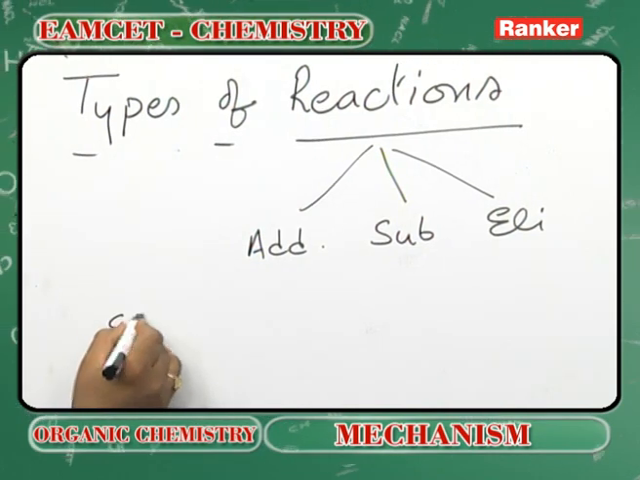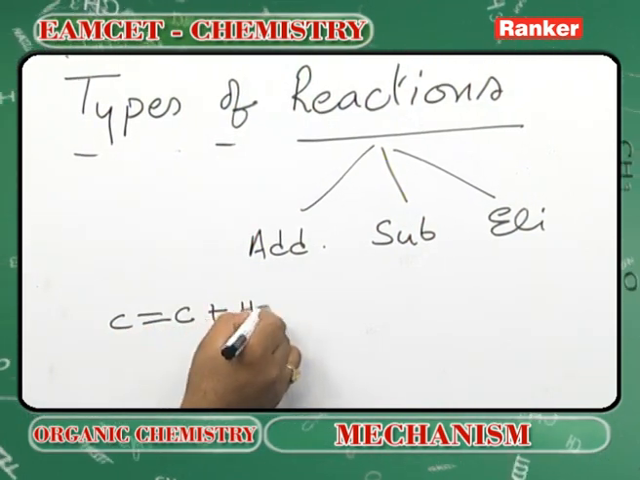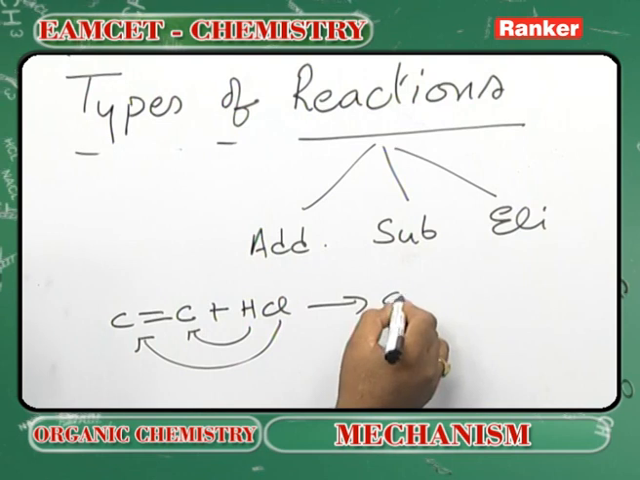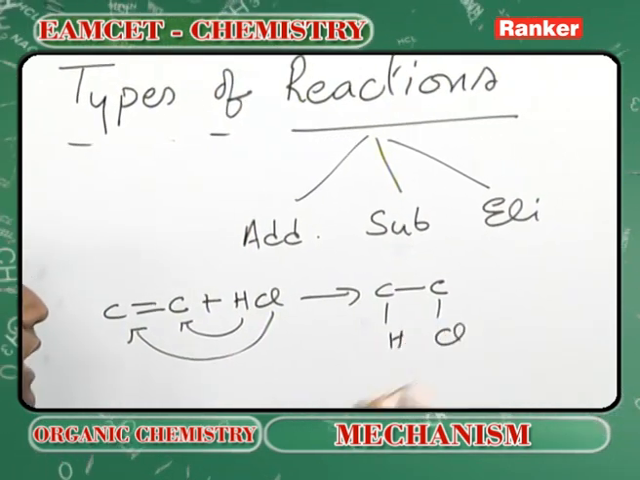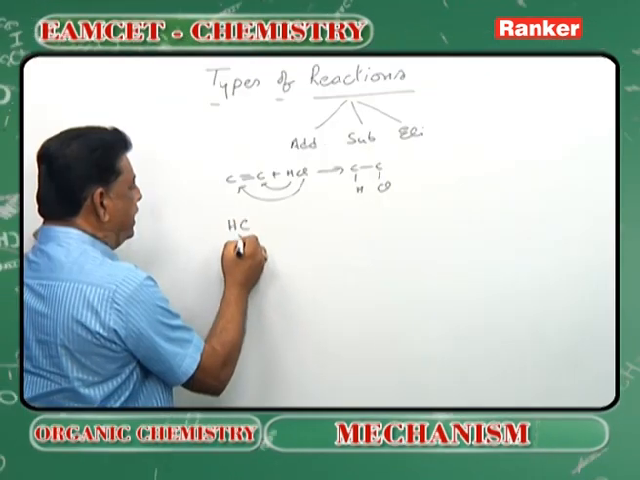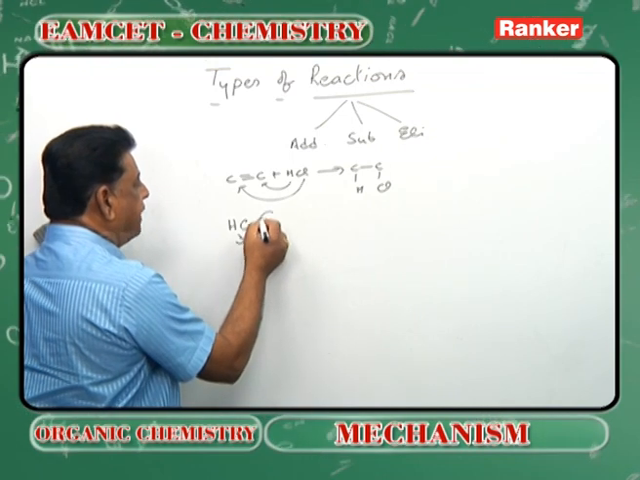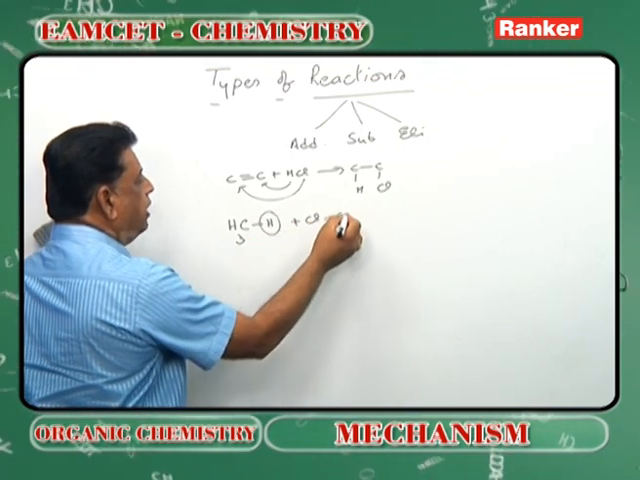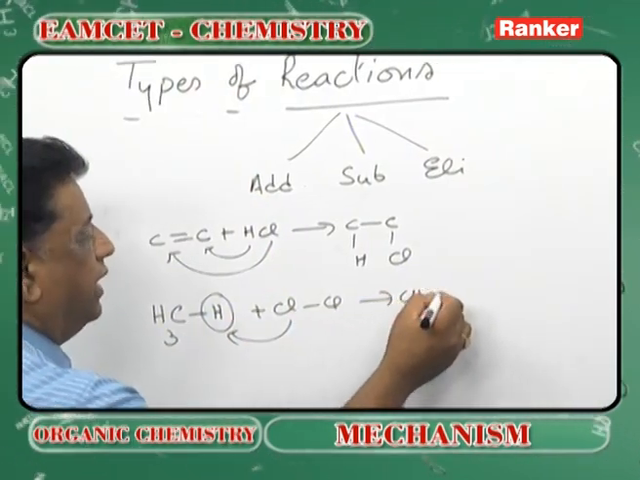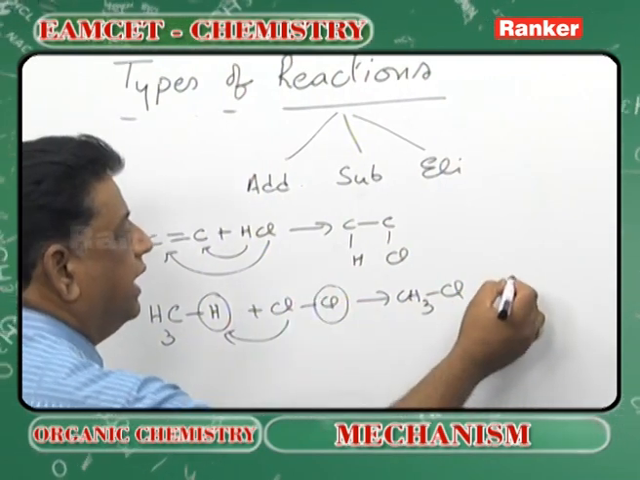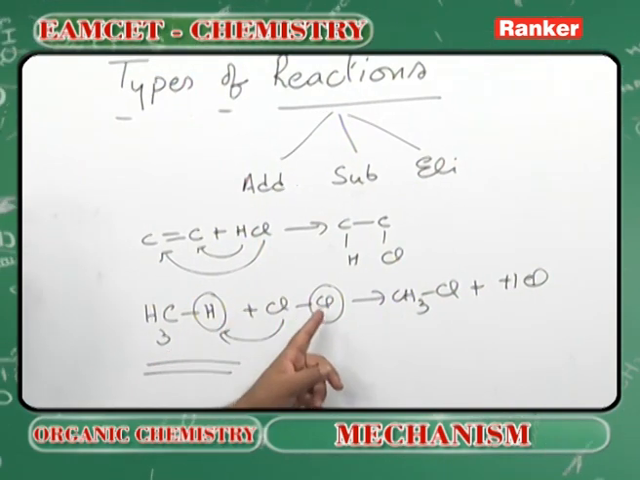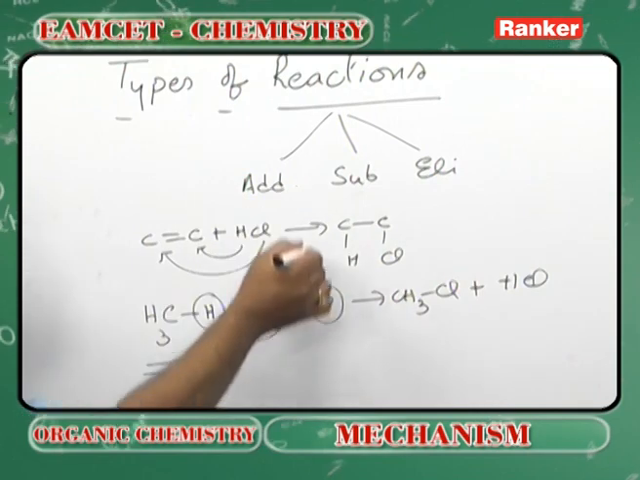Addition, for example, if you take ethylene plus HCl, H will be added on one side and Cl on the other side, so you get a single molecule, ethyl chloride. This is an addition reaction. In substitution, if you take a methyl group containing hydrogen and it is replaced by a chlorine atom, you will get methyl chloride, and the H and Cl go out as HCl. So one hydrogen is replaced by a chlorine. Therefore, this is called the second variety, the substitution reaction.